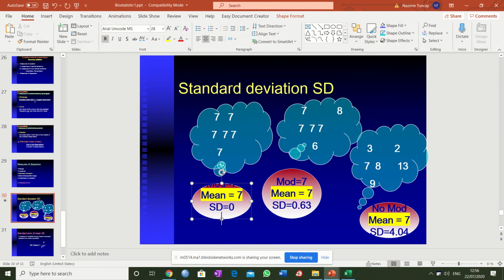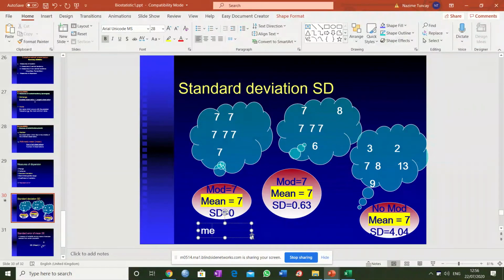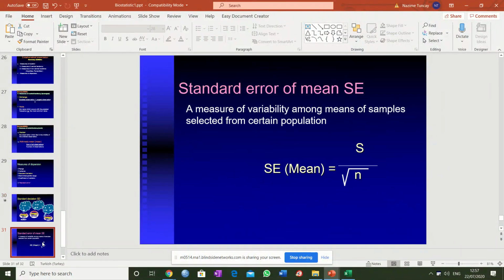By the way, I want to say also median. I don't have space here to write, so let us write the median. Can we calculate the standard deviation? Standard deviation is here. The standard error is a measure of variability among means of samples selected from a certain population. So it's this, S over square root of n.